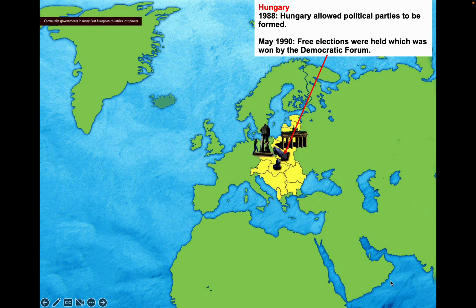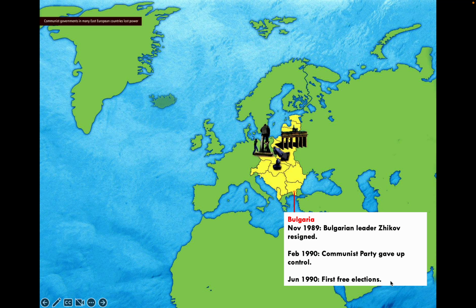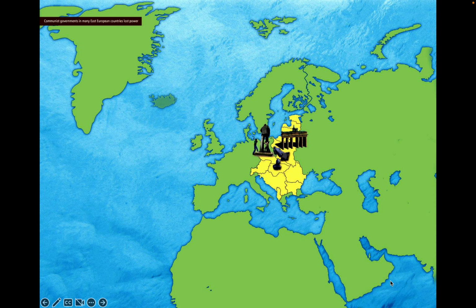Hungary allowed political parties to be reformed, and free elections were held, which was won by the Democratic Forum. In Romania, rebellion started, and later on there were free elections being held. In Bulgaria, the Communist Party gave up control, and later on they had their first free elections as well.